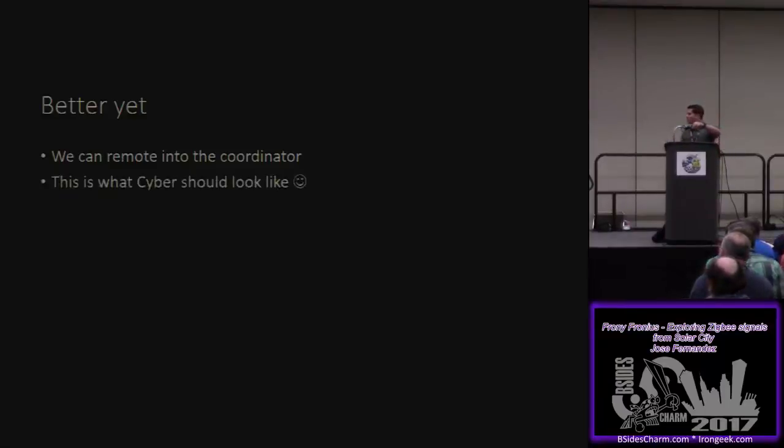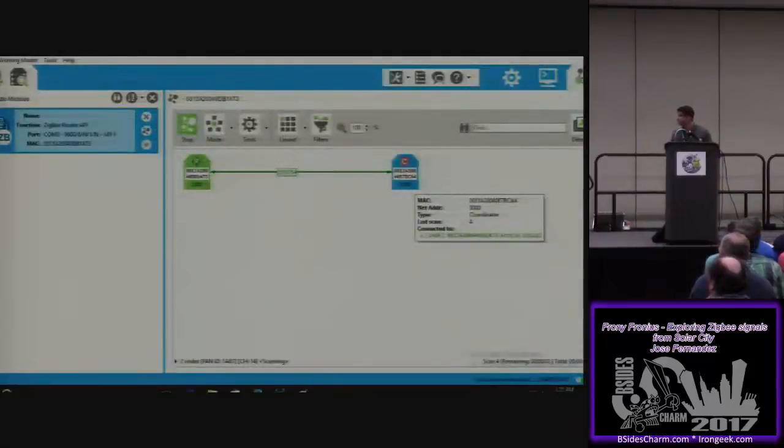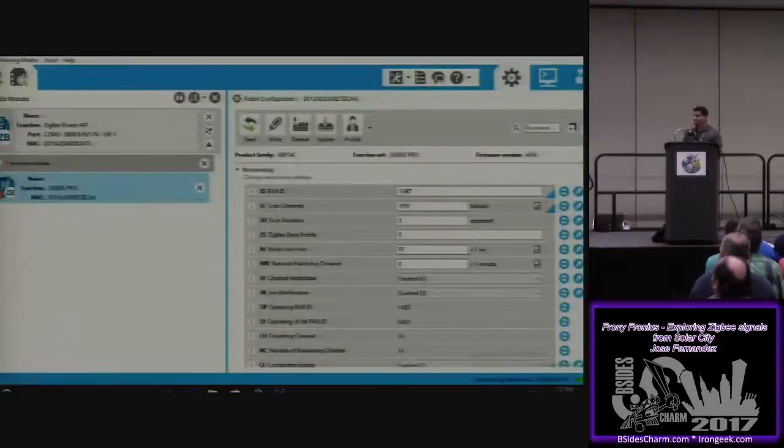This was the part that blew my mind. You can actually remote into the coordinator with the thing that you just pulled from the outside. So yeah, see? I can already see the looks on your face. It's like, what? Yeah! And this is what cyber should look like, in my opinion. Because if I just videoed how easy it was, it wouldn't be as cool.